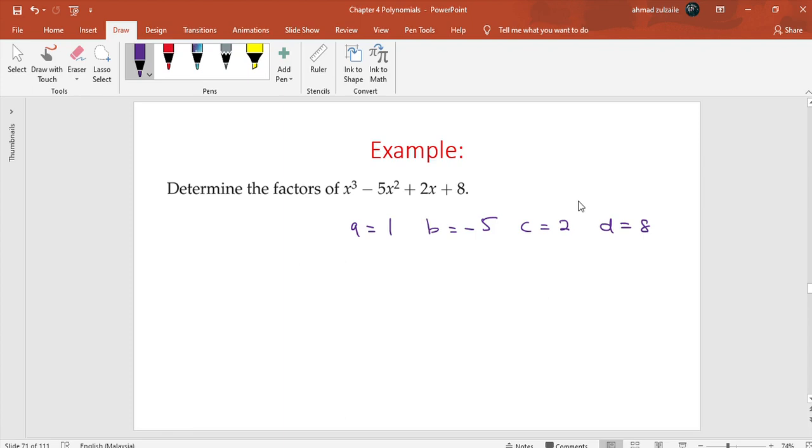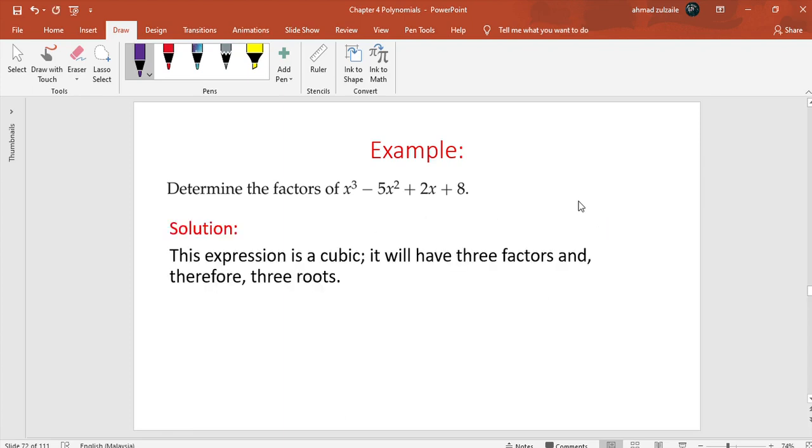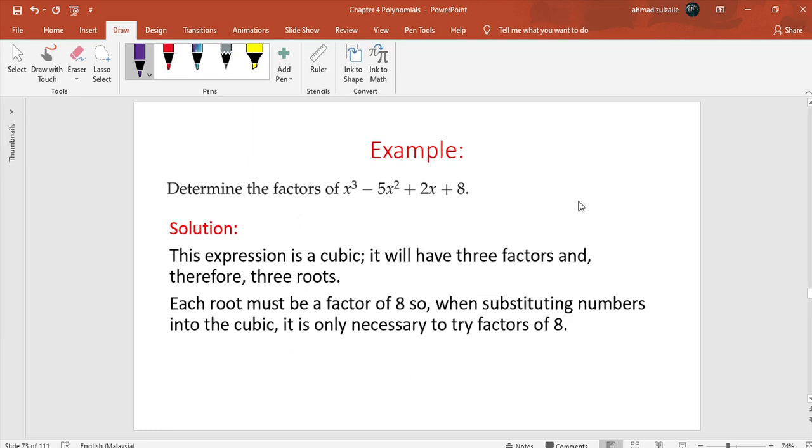Okay, so actually, the correct method to determine the factor is we are going to find at least 3 roots because this expression is a cubic. It will have 3 factors and therefore 3 roots. But what is the root that we're going to use? Each root must be a factor of 8.